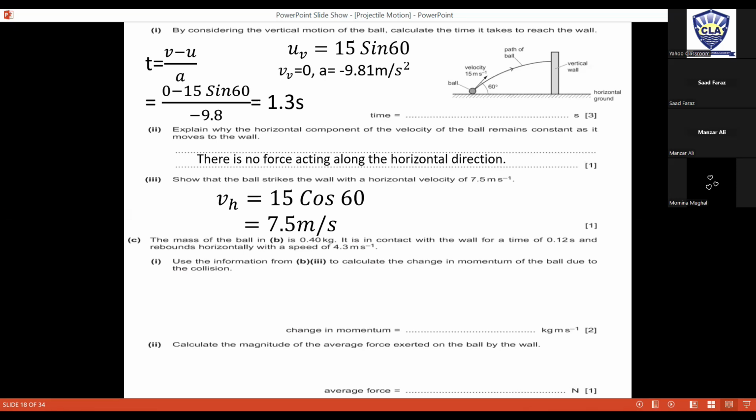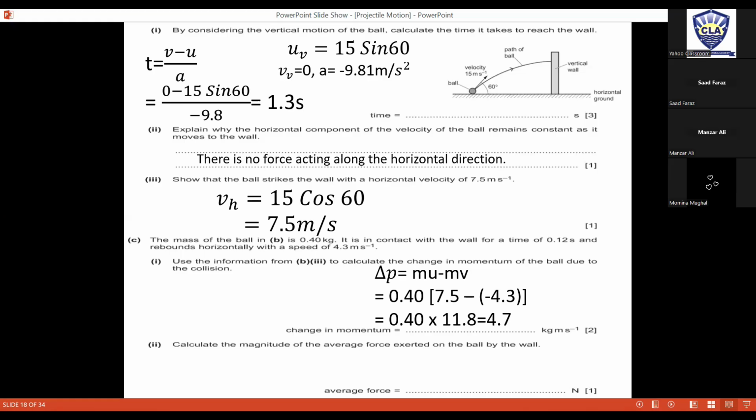C part. अब हमें ये मालूम है कि it hits the wall with a speed of 7.5 and rebounds by 4.3 meters per second. Hitting by 7.5 and rebounding by 4.3, change of momentum is mu minus mv. 0.4 and 7.5 minus 4.3 is a negative velocity because it is moving towards left. Minus and minus multiply होके plus हो जाएगा. So we get change in momentum equal to 4.7 kg meter per second.